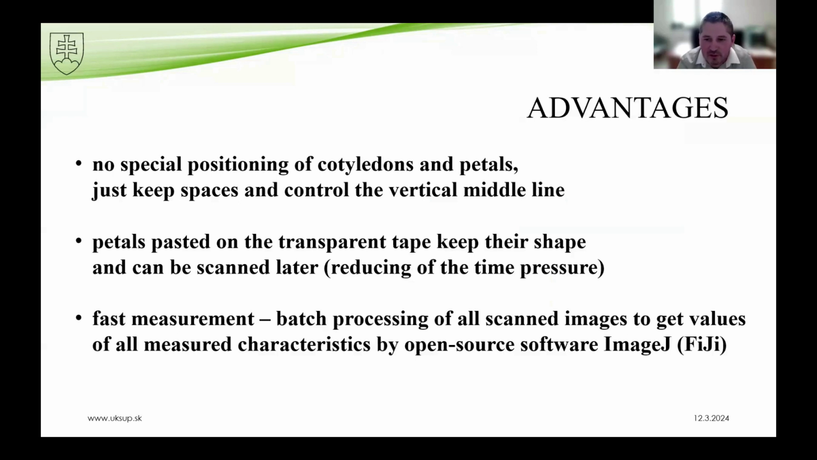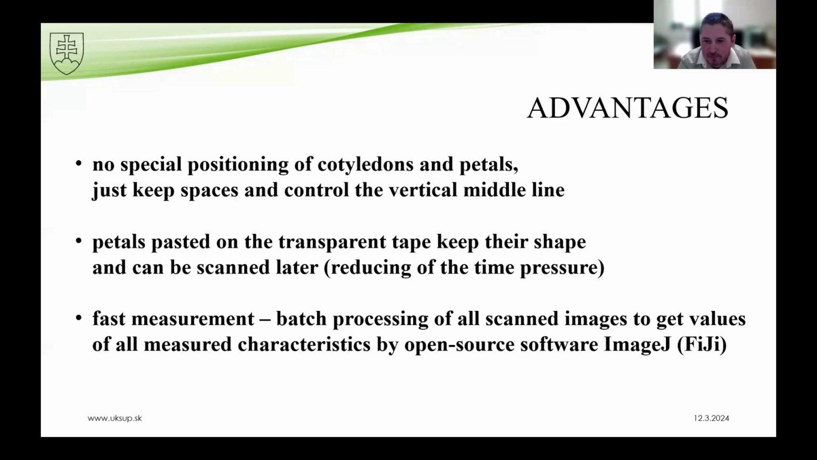First, that we don't need to keep some exact positions for cotyledons and petals. For macro, we just need to keep enough space between objects and control only vertical middle line. It's for the reason that the cotyledons and petals should not be rotated. Positioning of the plant parts is less time consuming. In short time periods, we need to process samples for measurement.